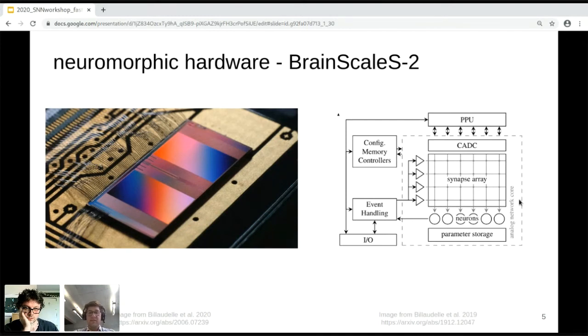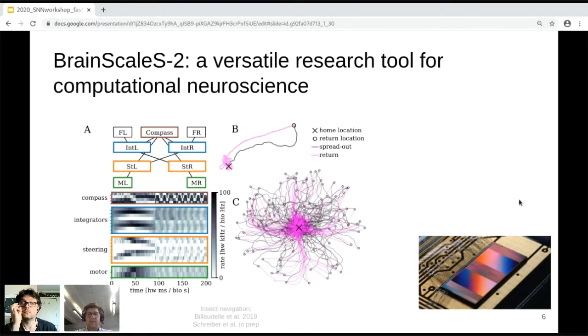There are also different units on this chip, for example the PPU, which means plasticity processing unit, which is a general purpose processor, which can be used for other experiments and to change synapse connections at runtime. And all those units and the configurability of this chip make it a very versatile research tool. I'll try to highlight this versatility now by showing some experiments.